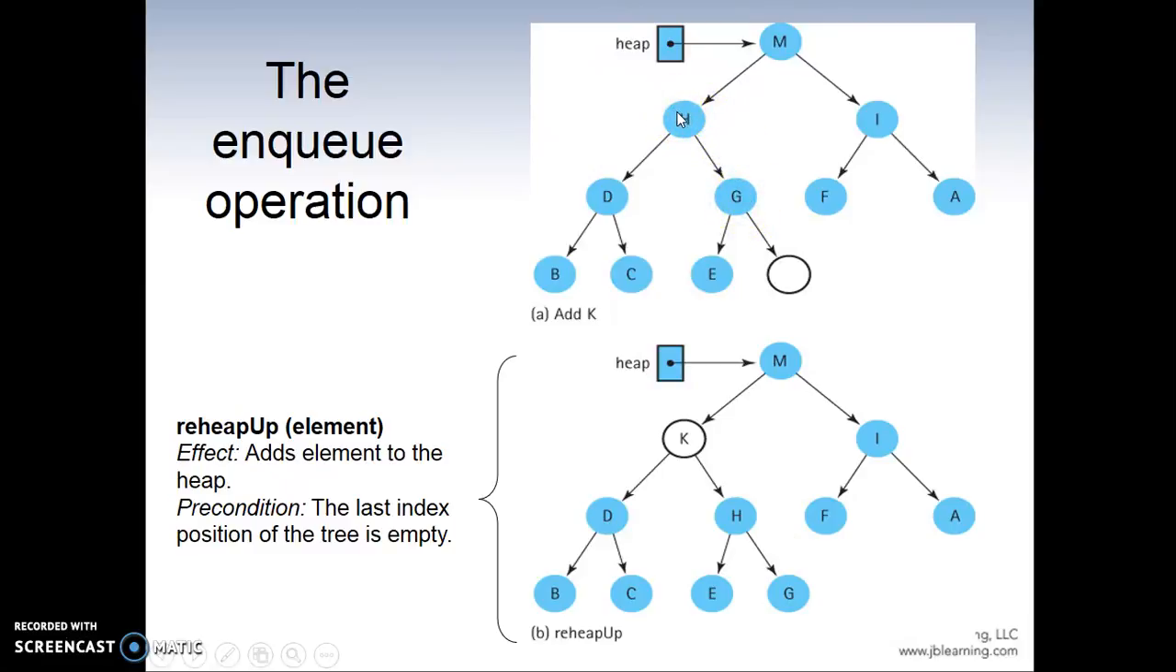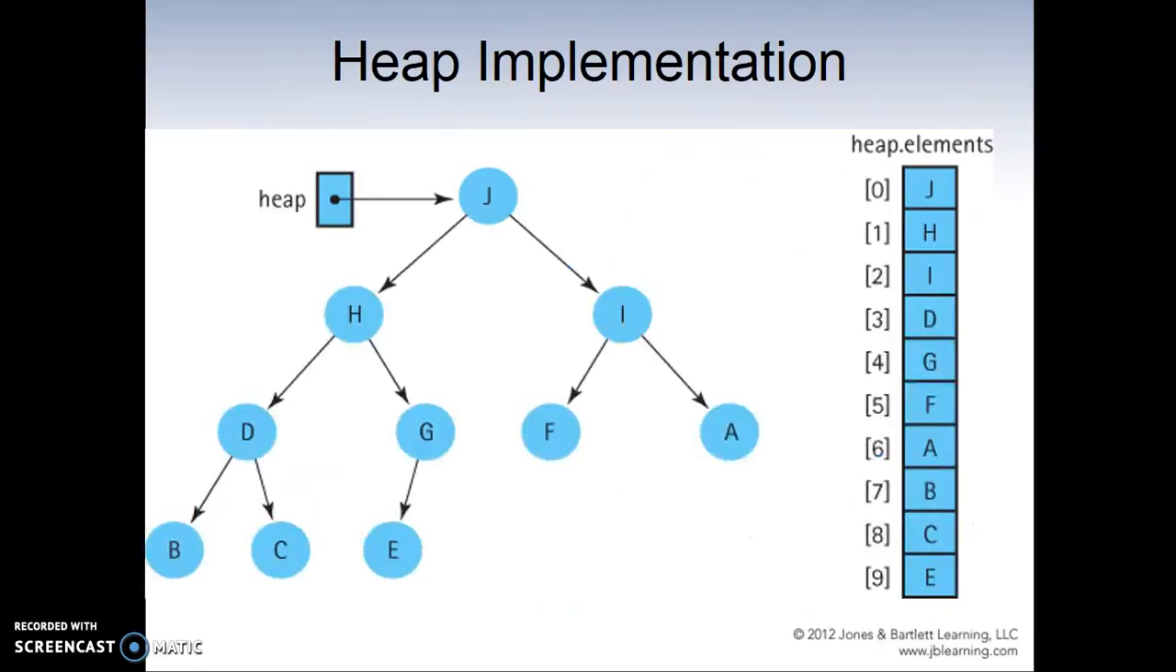Again, K starts to compare with H. K is still greater than H. Right, always compare with your parent. So K is greater than H, so K is going to move up and H is going to move down. K starts to compare with its parent, M. M is greater than K, so we find the right location. We stop. Then we get a heap back. Shape property met, and order property met. So that's for enqueue and dequeue.